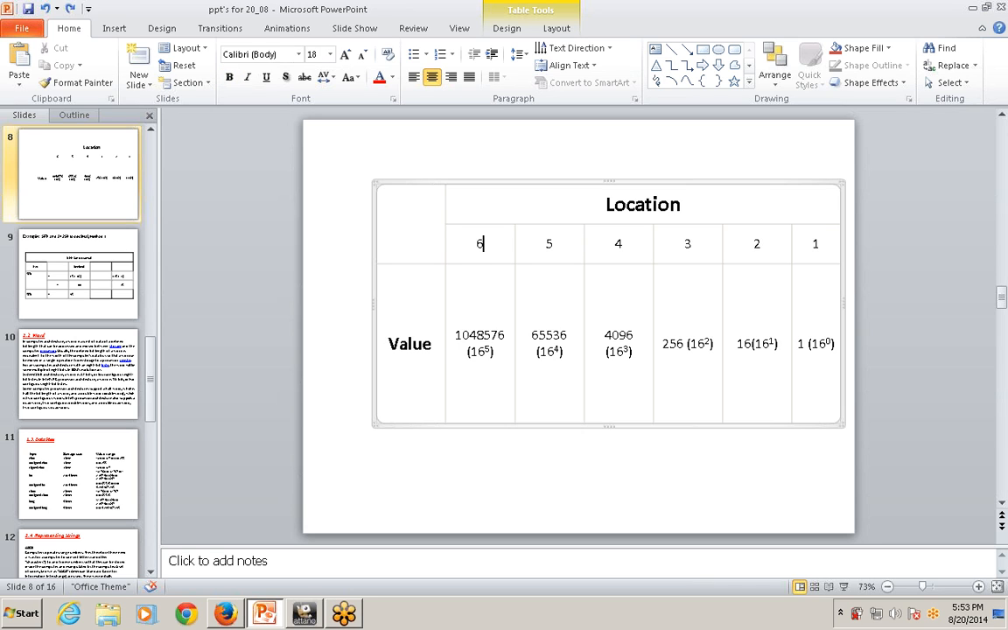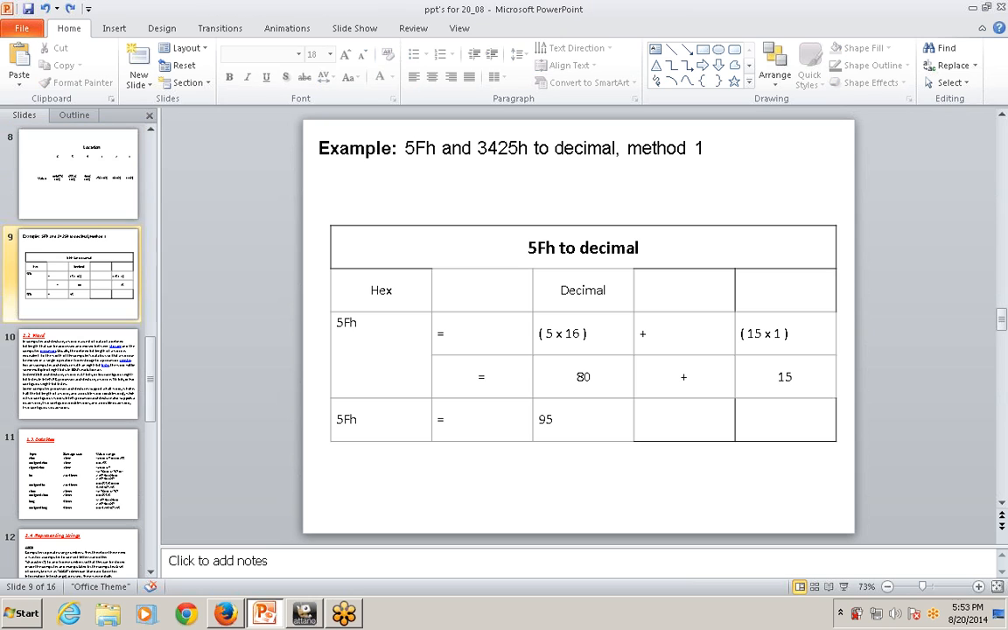These are the multiplier values. 16 power 0 for the first digit, 16 power 1 for the second, 16 power 2 for the third, that is 256, then 16 power 3 at the 4th location, and the 5th and 6th locations. So whenever I start from the right side, I use 16 power 0, then 16 power 1, 16 power 2, 16 power 3, 16 power 4 and 16 power 5.